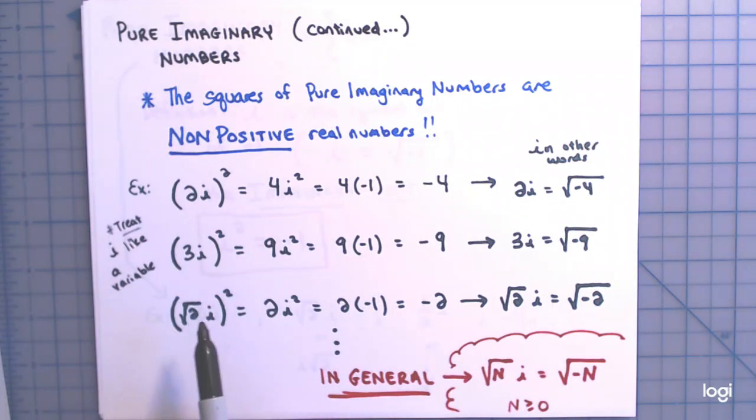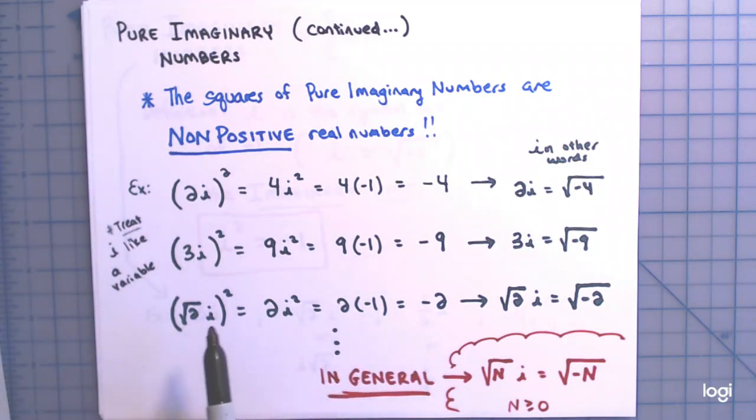Here's another pure imaginary, square root of 2 times i. When I square that, remember the square root of 2 times the square root of 2 is just 2, the square root of 4. Real numbers you can use that product rule for, just real numbers though. Then i times i is i squared, and then what is 2 times i squared? Well, remember i squared is negative 1, and then 2 times negative 1 is negative 2.